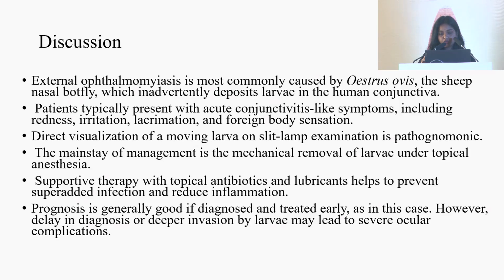Direct visualization of a moving larva on slit-lamp examination is a must. The mainstay of management is the mechanical removal of larvae under topical anesthesia. Supportive therapy with topical antibiotics and lubricants helps to prevent superadded infection and reduce inflammation. Prognosis is generally good if diagnosed and treated early. However, delay in diagnosis or deeper infection by larvae may lead to severe ocular complications.